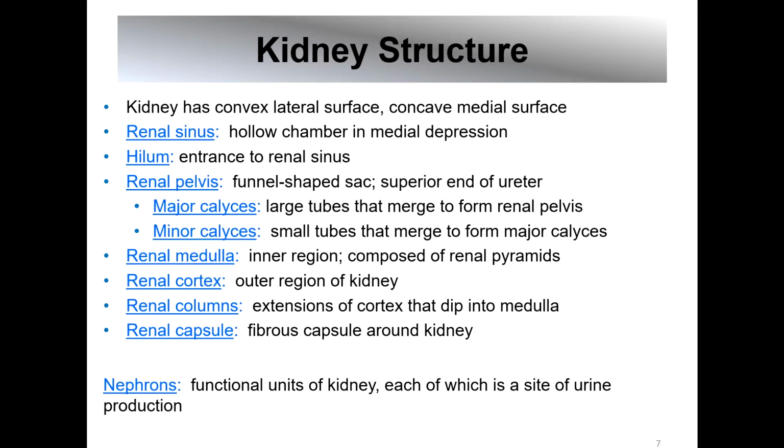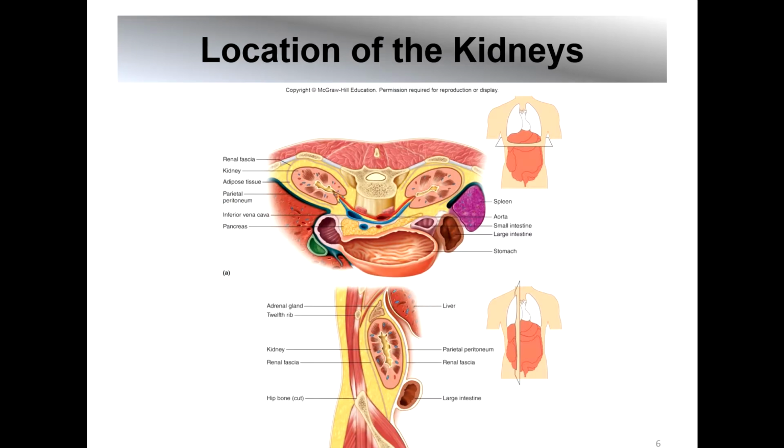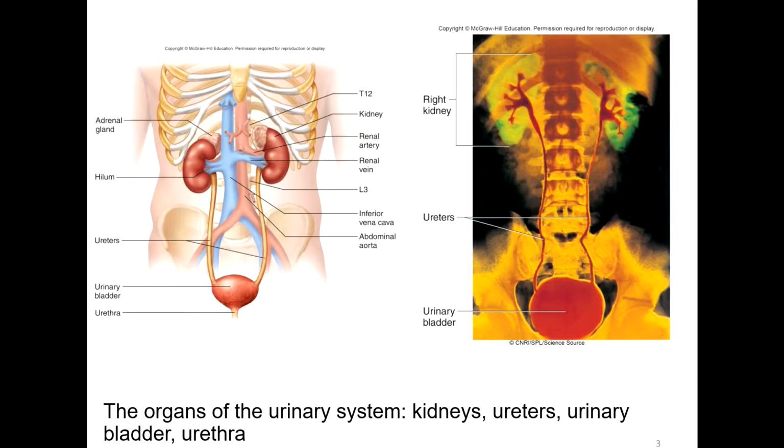All right, so the kidneys, they say here, have a convex lateral surface and a concave medial surface. And what that means, if we go back here, convex means it sticks out on the lateral side, and on the medial side, it kind of caves in. It's concave. Same on the other kidney, concave on the medial surface, convex on the lateral surface.